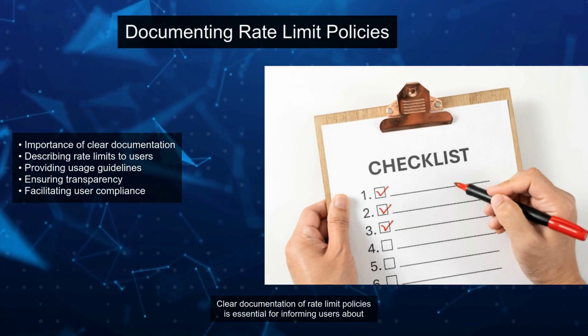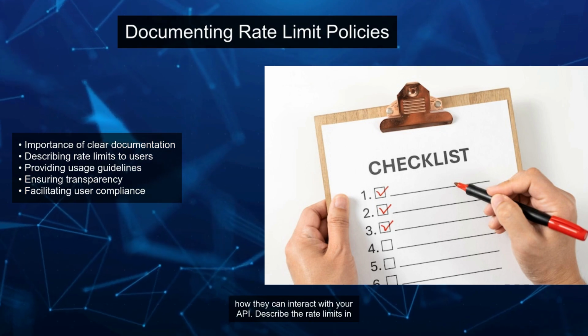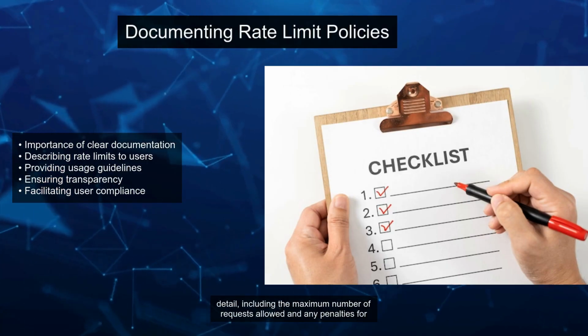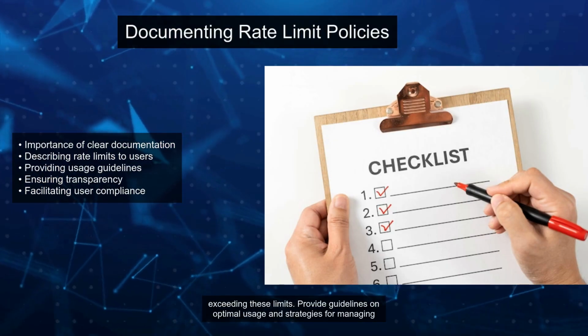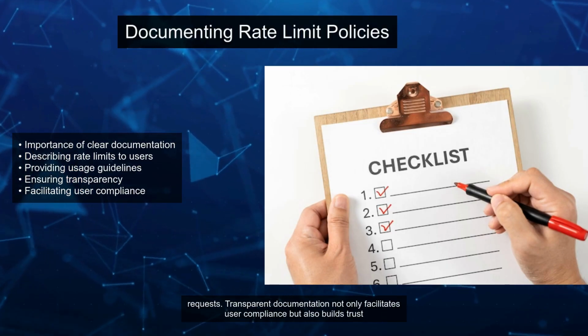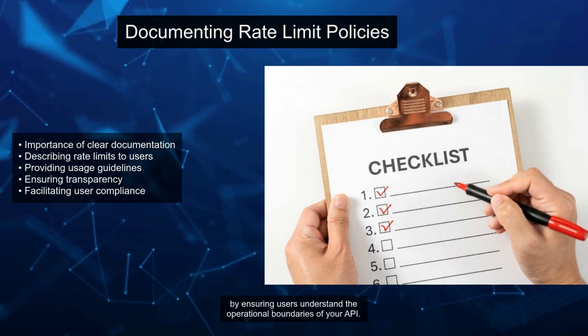Clear documentation of rate limit policies is essential for informing users about how they can interact with your API. Describe the rate limits in detail, including the maximum number of requests allowed and any penalties for exceeding these limits. Provide guidelines on optimal usage and strategies for managing requests. Transparent documentation not only facilitates user compliance but also builds trust by ensuring users understand the operational boundaries of your API.